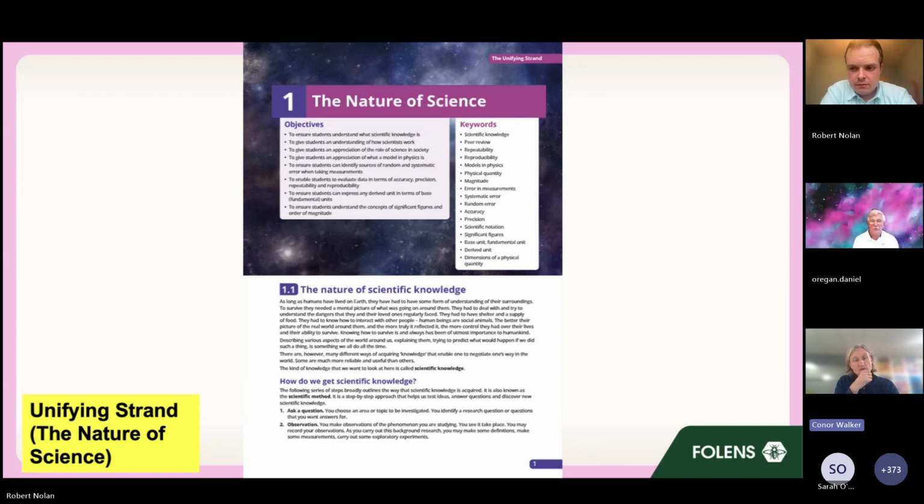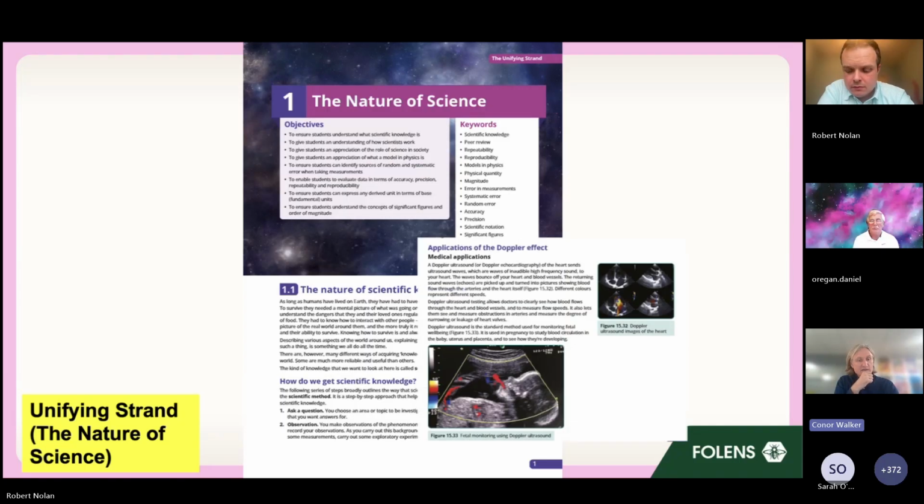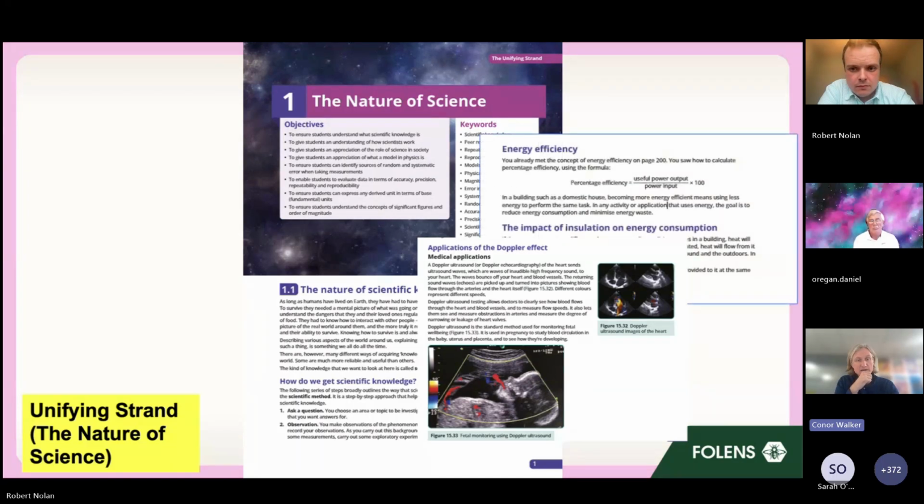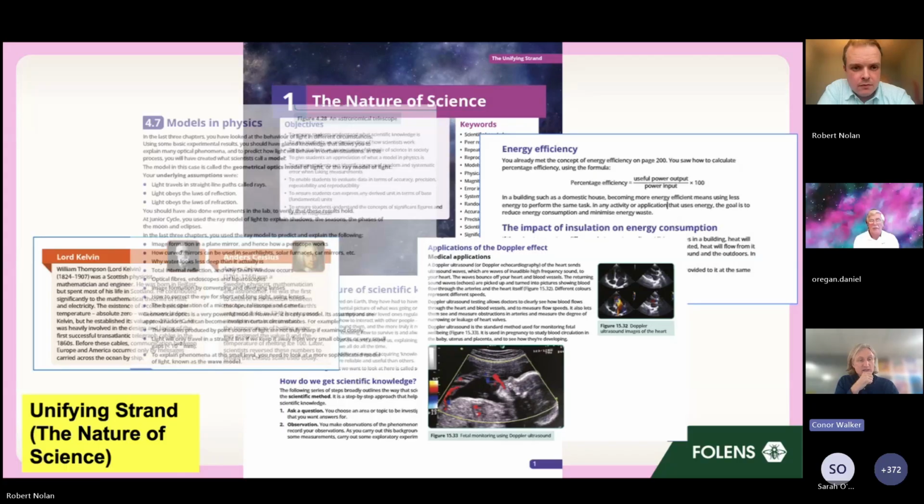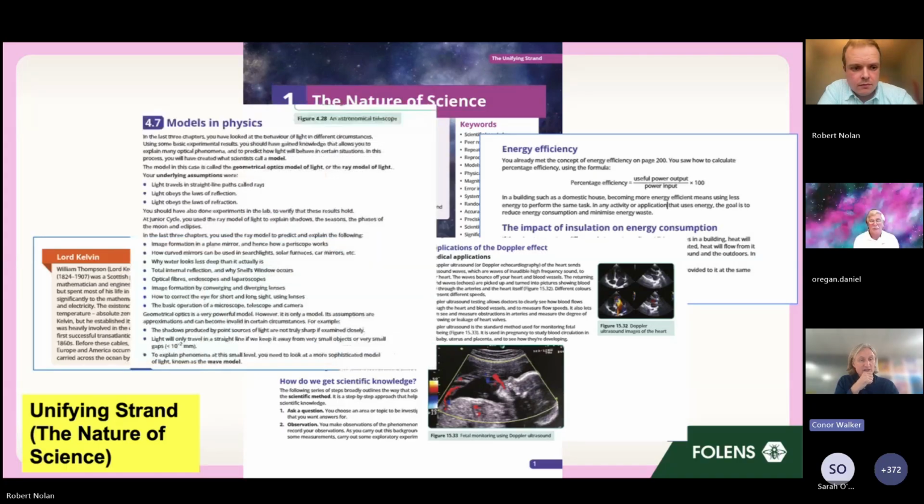This is just a quick show of how we cover the unifying strands. So we have a reference chapter at the beginning, which covers the nature of science, the scientific process, how do we get scientific knowledge, how it changes, hypothesis testing, all of those different things. And then threaded throughout the book, we also discuss the application of science. Rob, I think there's a few more bits there in relation to energy and sustainability. We reference the relevant scientists who developed those theories.